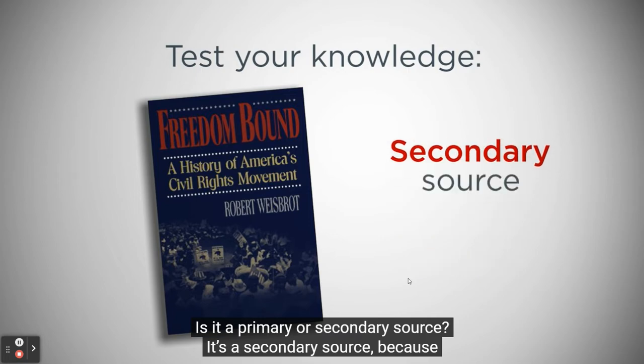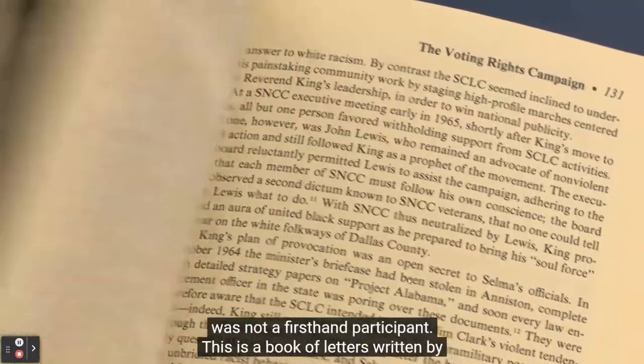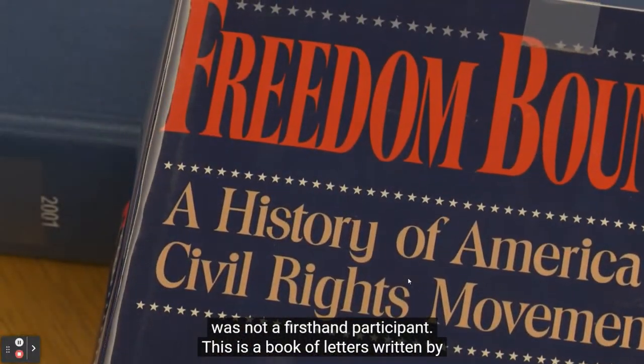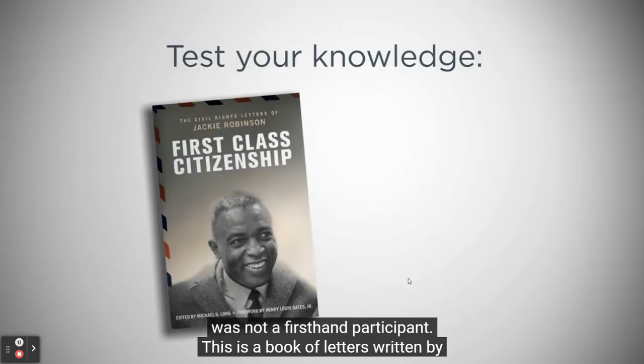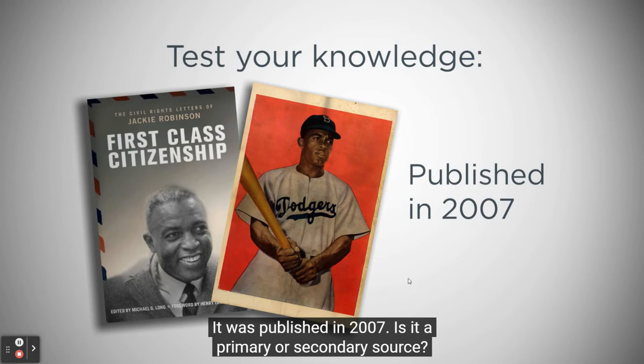It's a secondary source because it was written after the civil rights movement by someone who was not a first-hand participant. This is a book of letters written by Jackie Robinson, who broke the color barrier in Major League Baseball. It was published in 2007.